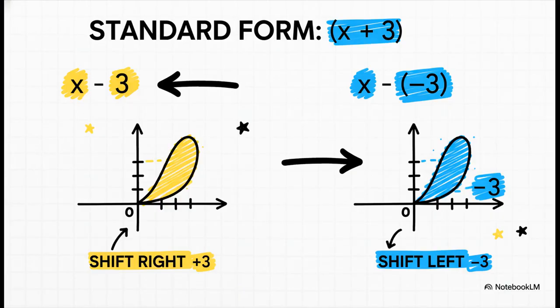Here's the catch, and this is super important. The formula is x minus h. The shift is whatever h is. So when you see x minus 3, h is a positive 3, which means we move 3 units to the right. If you saw x plus 3, you'd have to think of that as x minus -3, so h would be -3, and you'd shift left. It's always the opposite of the sign you see.